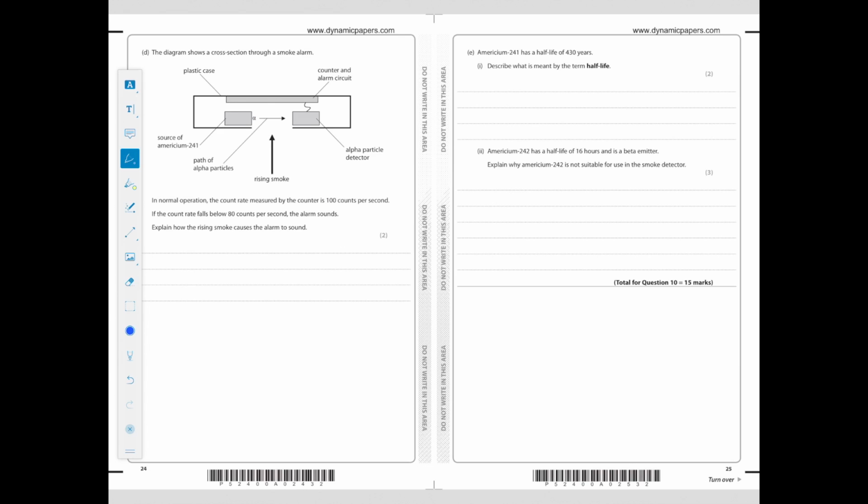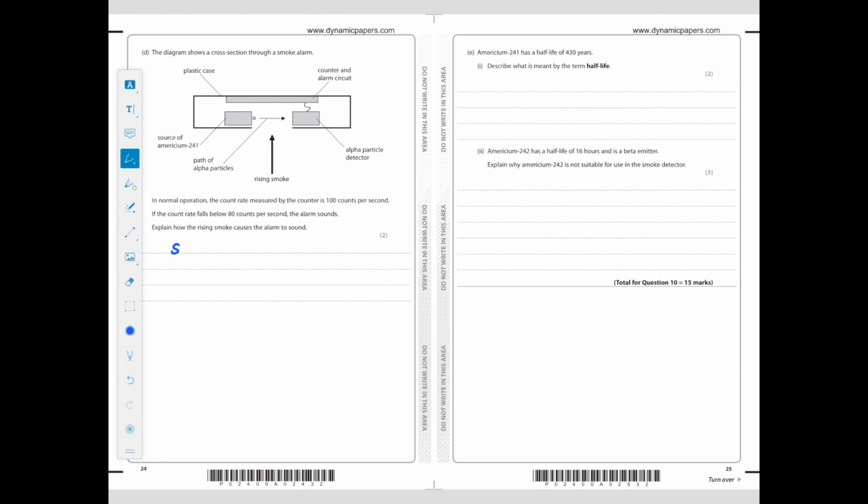So remember how smoke alarms work. There's a source of alpha and it's zapped out across the smoke alarm and it causes ionization of the air particles, making a small current which is detected by the smoke alarm. Now obviously when there's smoke there, because alpha is so unpenetrating, that current is no longer produced and therefore the current isn't received by the detector.